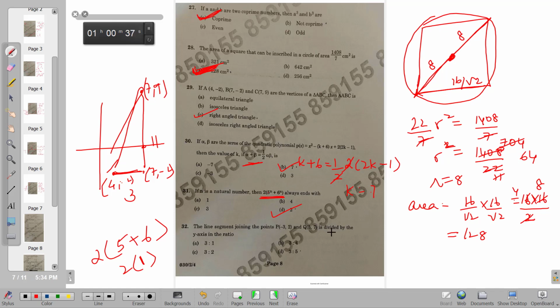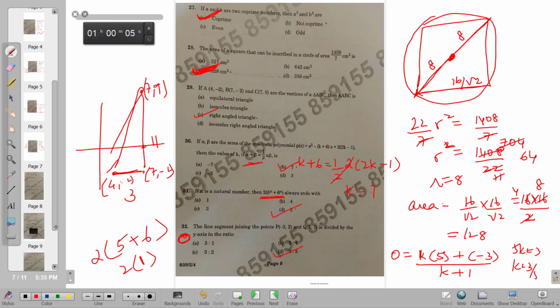Line segment joining is divided by y-axis in the ratio. Again, another finding ratio question. So y-axis means that the x-coordinate is 0. So if x-coordinate is 0, we can say that k into x2, 5, plus x1 divided by k plus 1 will become 0. So you're getting 5k is equal to 3, which means that k is equal to 3 by 5. So that is 32D over here will be the answer.